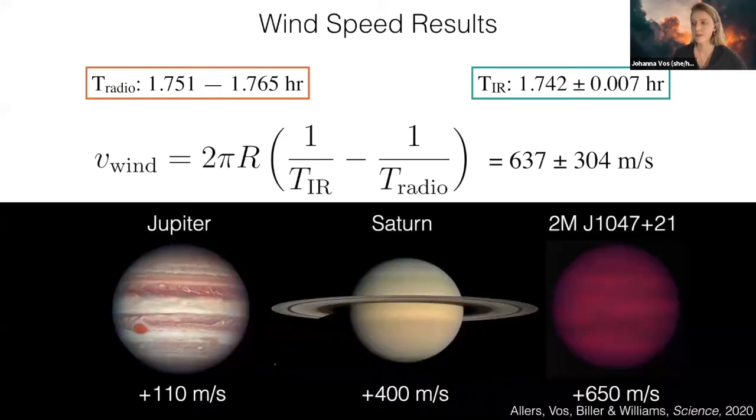And just like Jupiter and Saturn, the atmospheric period is shorter than the interior period, indicating a super rotating atmosphere. The wind speed is higher than both Jupiter and Saturn, which agrees with theory, which would predict that larger atmospheric heat flux would drive stronger winds.